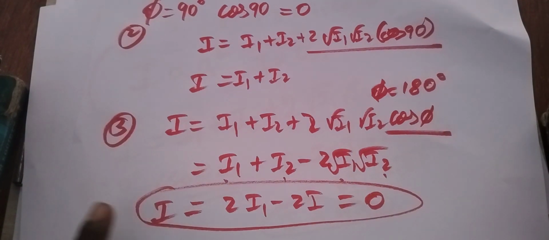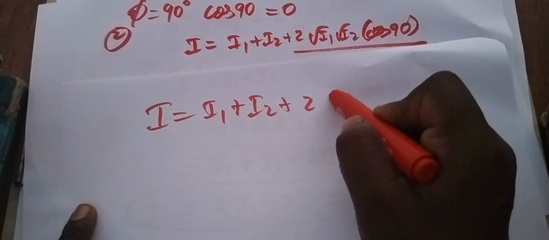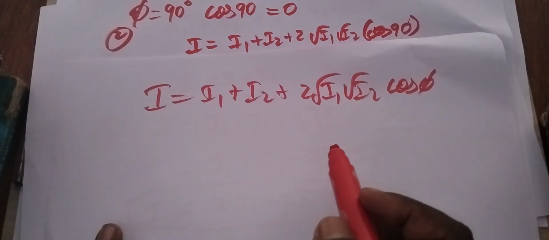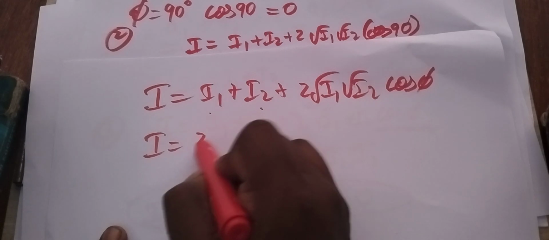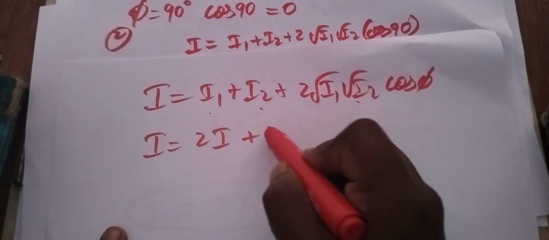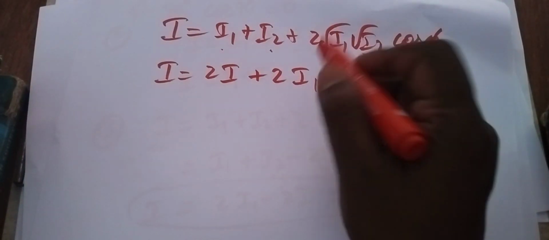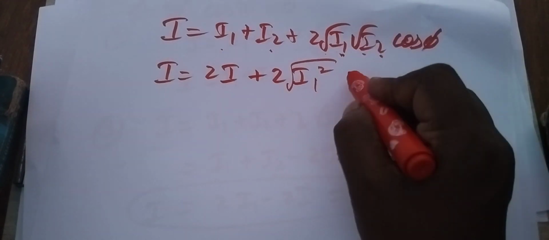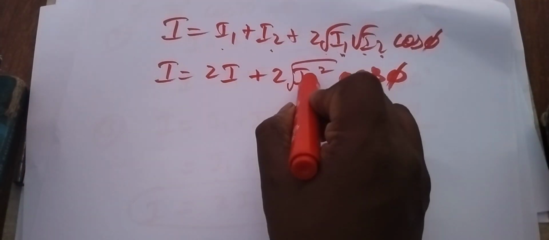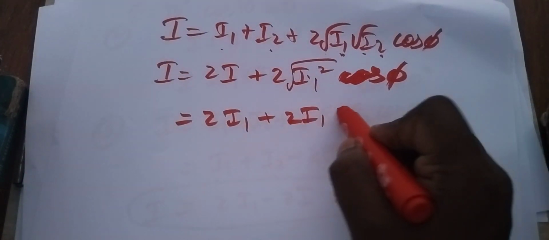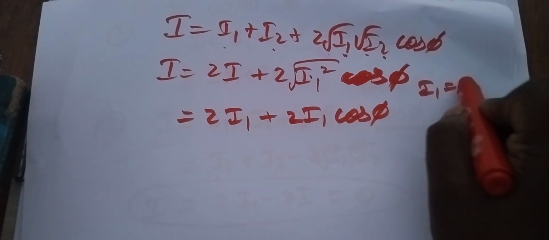The same interference formula, I can modify in another way also. See here, intensity is equal to I1 plus I2 plus 2 times root I1 root I2 cos phi. When both the intensities are equal, this becomes 2 times I1 plus 2 times root I1 squared with cos phi. So it will become 2I1 plus 2I1 cos phi, because I1 is equal to I2.